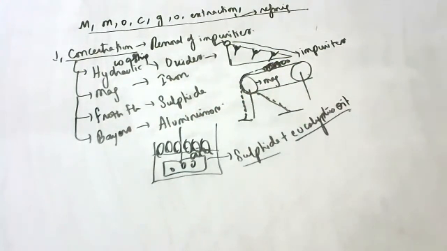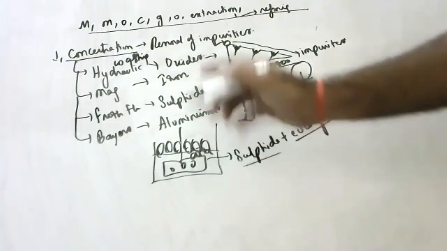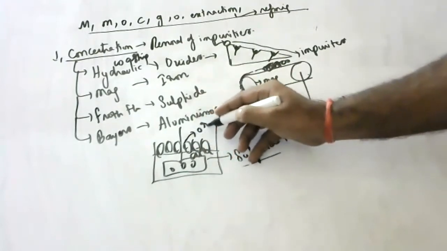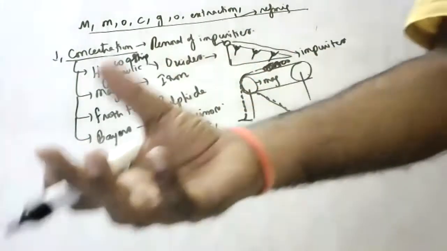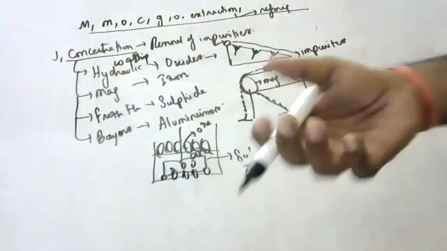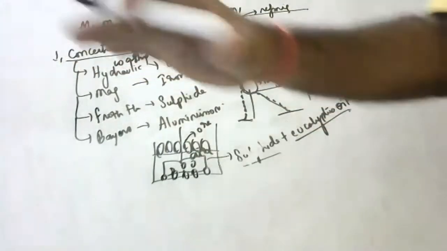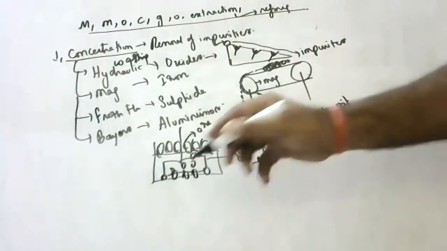Froth is separated and washed to get the ore. With the froth, the ore will come up, leaving behind all impurities. Froth means, like what we say, foam. Like in coffee and milk, you get foam on the top. That is froth.